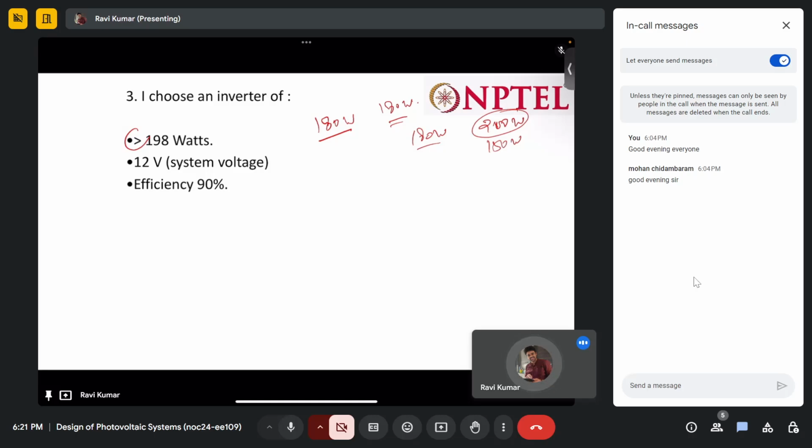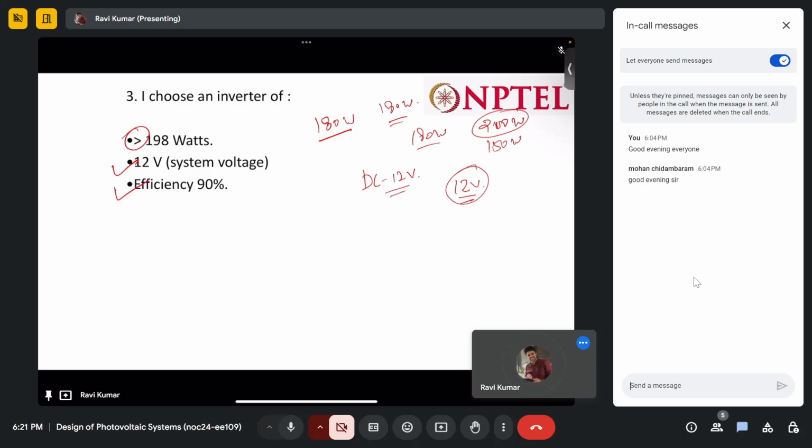Because we have a DC load of 12 volt, we are designing the entire system with a 12 volt DC side. So our inverter should have an input of 12 volts. Our inverter will be a 12 volt input system. And the efficiency of an inverter is typically 90%. So this is the choice of an inverter.